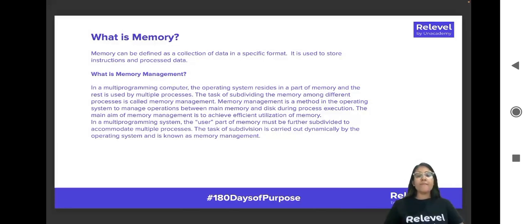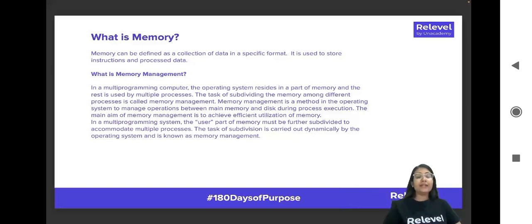Memory management is a functionality, a management task for the operating system, to manage the operations between main memory and disk during process execution. Like I told you, there is a lot of to and fro of how programs and processes move from the secondary memory to the primary memory, also known as the main memory. The operating system tackles these operations of managing the processes moving between the main memory and the disk.